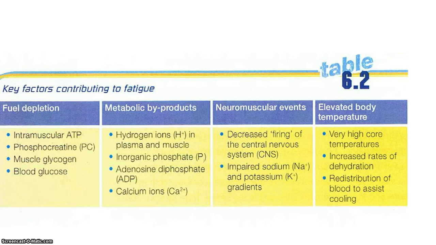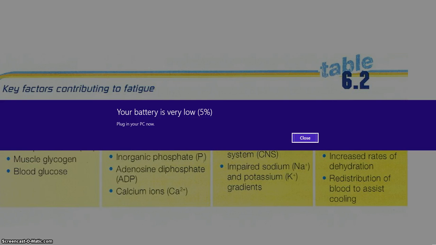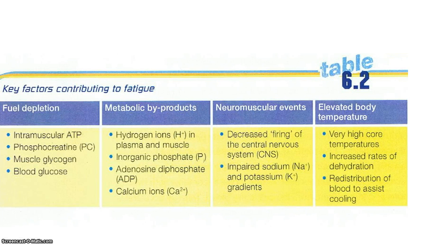Inorganic phosphates, they're hanging around once they've reattached to the ADP, and again, they're just actually getting in the way. Same with adenosine diphosphate. It's in there actually just getting in the way of reactions taking place. It sort of prevents the cross bridges from attaching and allowing the muscle to contract. And calcium ions can also build up. Neuromuscular system, there's two factors there. The messages get weaker. So if my message is weaker to my muscles, the contractions are weaker. So that's going to be bad there. And then impaired sodium potassium gradients, which is to do with sending the message across the synaptic cleft.